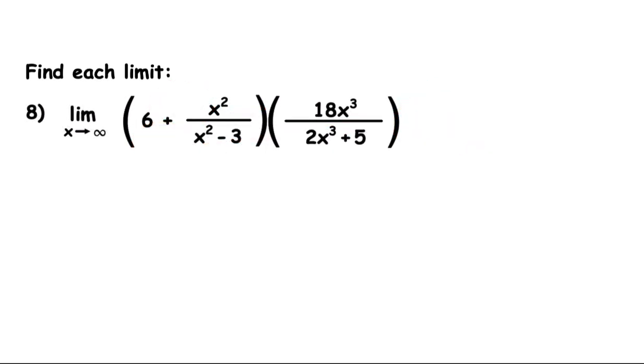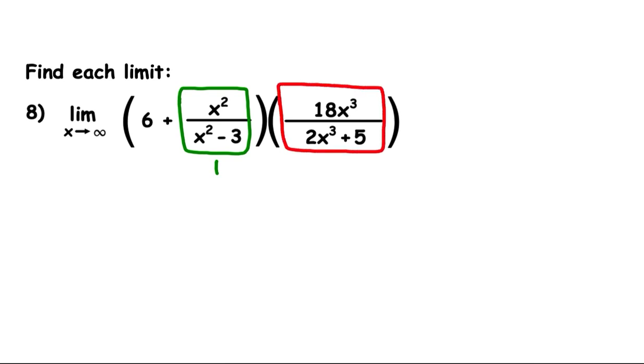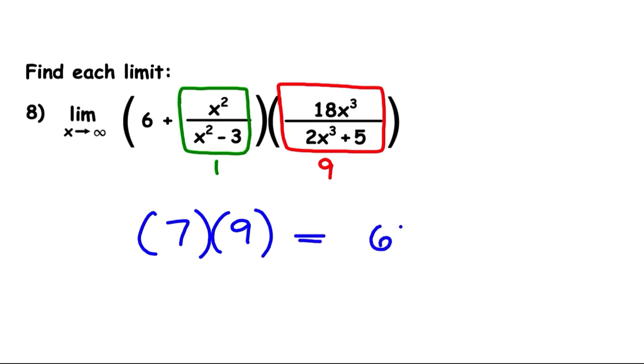Okay, number 8. Don't let the parentheses mess with you here. Let's look at this piece by piece. That green square as you head towards infinity is going to be 1. Over here, in this red rectangle, that's going to end up being 9 because the third powers match. So really, overall, we have 6 plus 1, 7, times 9, which, of course, is going to be 63, our final answer.